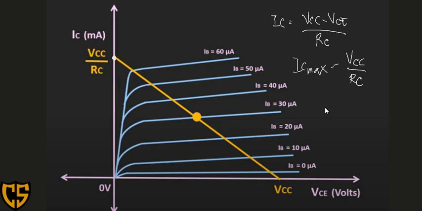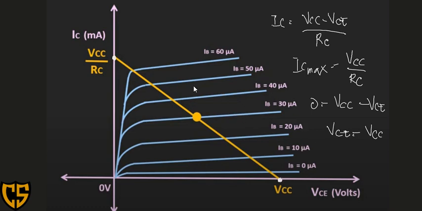Next, if we are going to set our IC into 0, what remains is that 0 is equal to VCC minus VCE. So our value of VCE will be equal to VCC. So in the graph, that will represent this value.